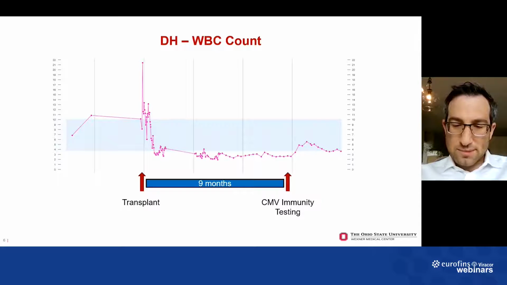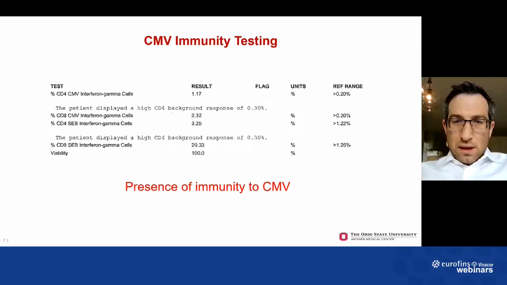At 9 months, we performed CMV immunity testing, which I'll show briefly. Based on this testing, we stopped valganciclovir, and you can see a very quick and persistent rebound in his white blood cell count. Here are the results of our CMV immunity testing. We can see both CD4 and CD8 are above reference range, indicating presence of immunity to CMV.